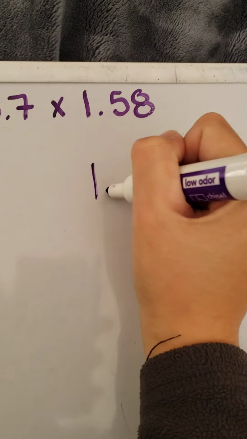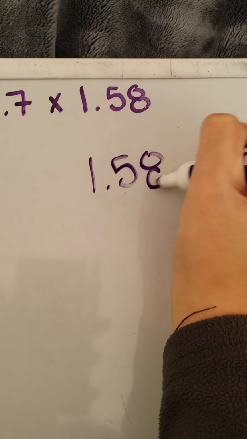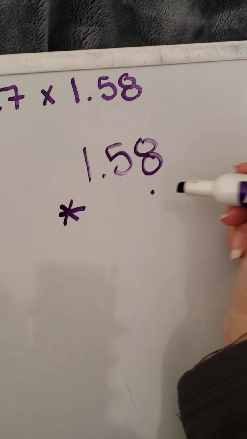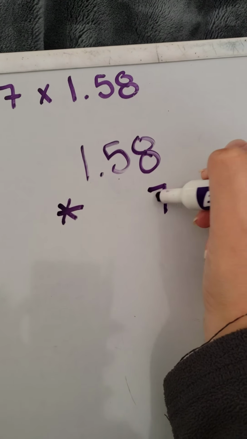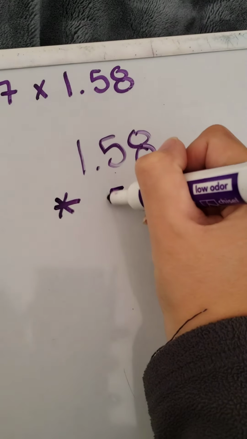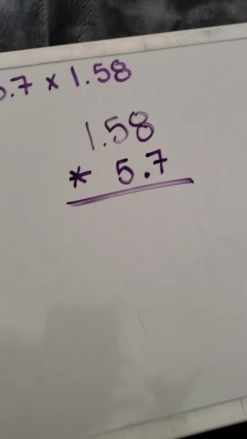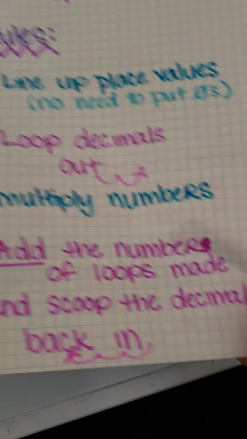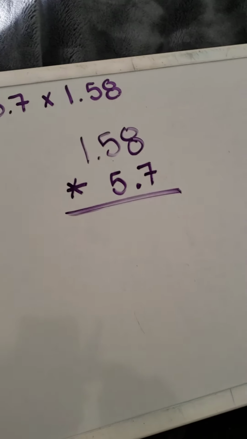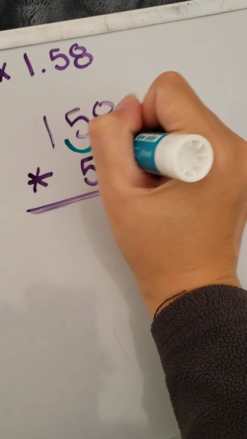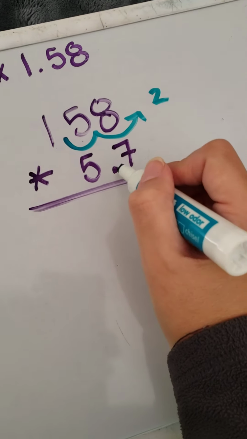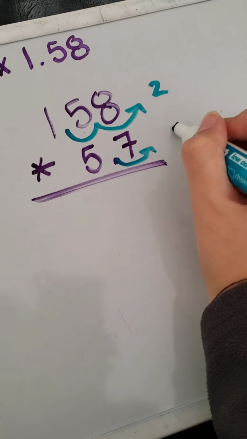So I have 1.58 times, remember to line up the place value. So I'm going to put 7 down first, and then I'm going to put the 5 equals. Our second step was to loop out the decimals. So I'm going to go ahead and loop them out. 1, 2. And I loop this one out just once.